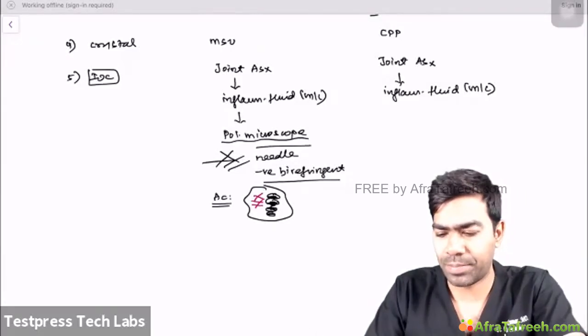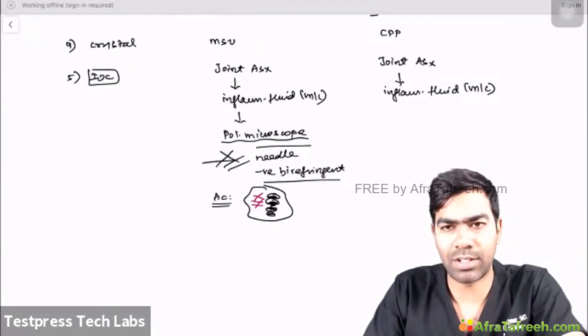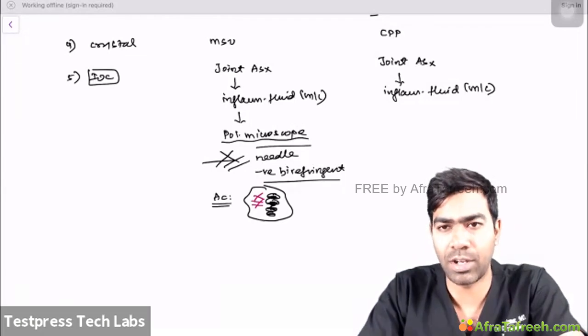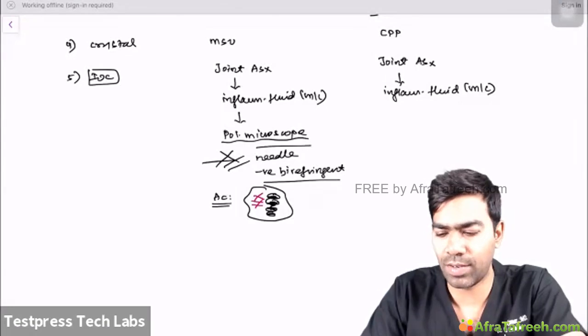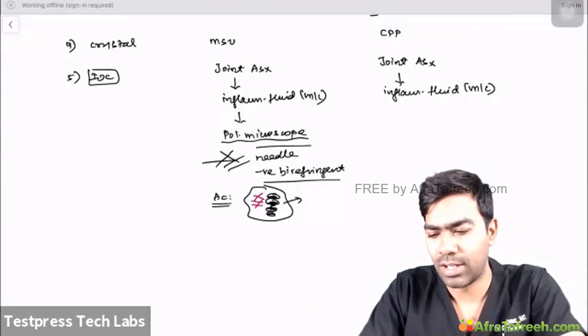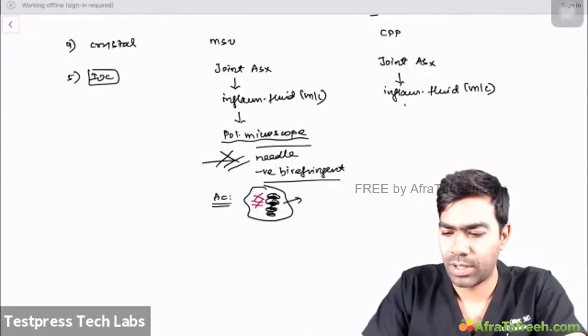Because neutrophils don't have any business to come there in chronic conditions or in a stable condition. During acute gout, they come into the joint, they get deposited there, they swallow the crystals, and they release inflammatory mediators so that they start the joint inflammation around them.